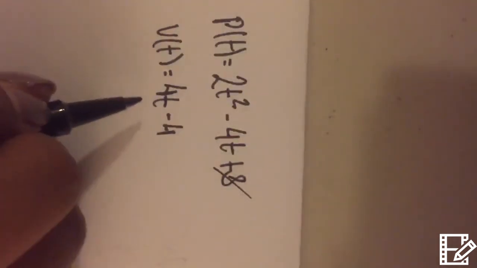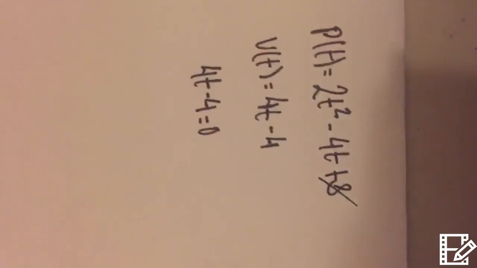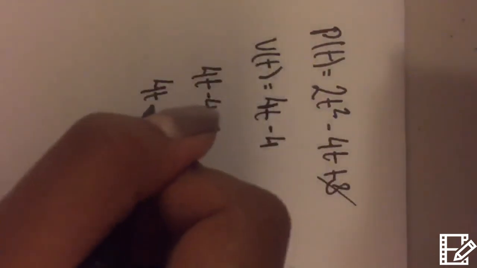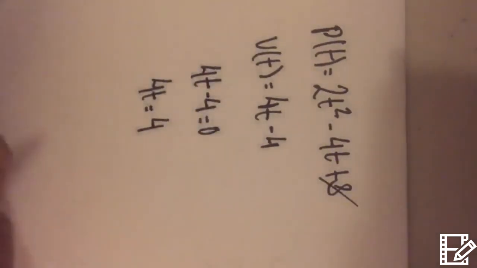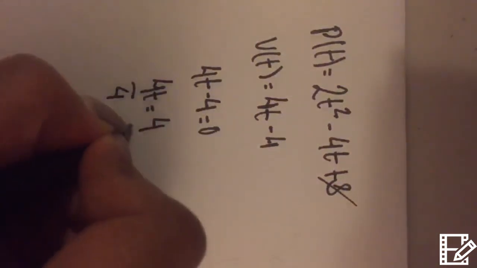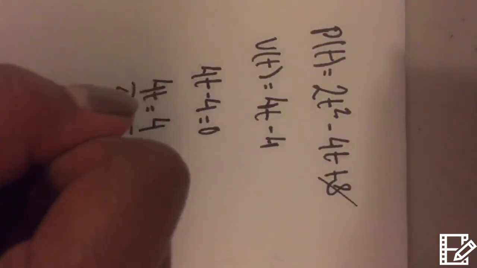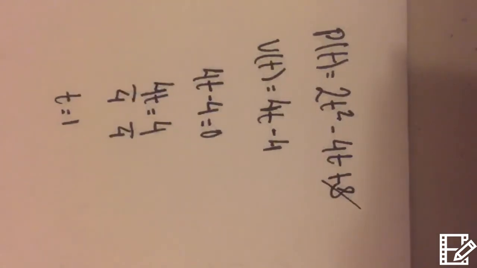So now we're going to set this equal to 0. So 4t minus 4 equal to 0. From there we can do 4t equals 4 by adding this 4 to both sides. Now we can divide both sides by 4 and end up with t equals 1.